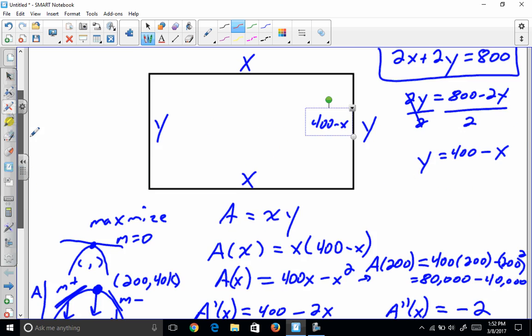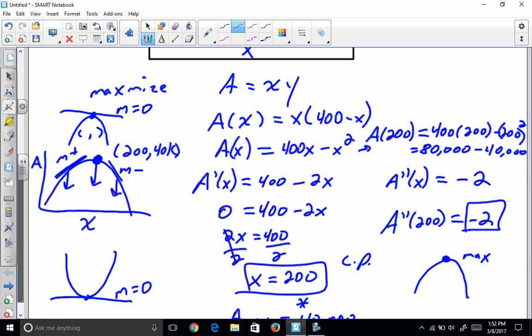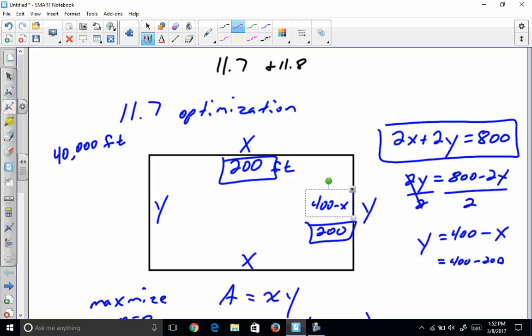If we wanted to know our dimensions, if x is 200, y is 400 minus 200, so y is 200, which we can check. Notice if we do length times width, 200 times 200, that again gives us 40,000. Remember, our length was in feet, so our area will be in square feet.